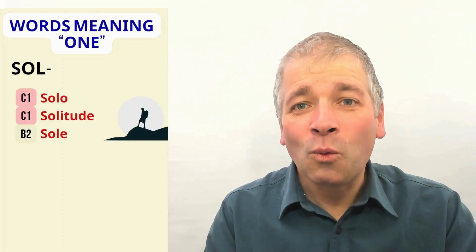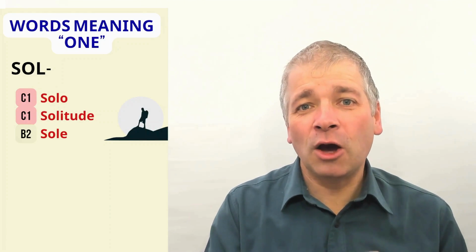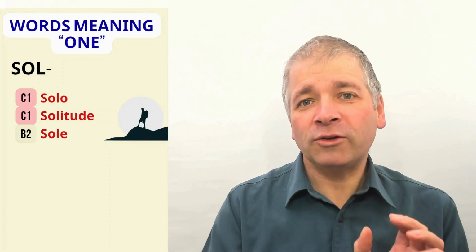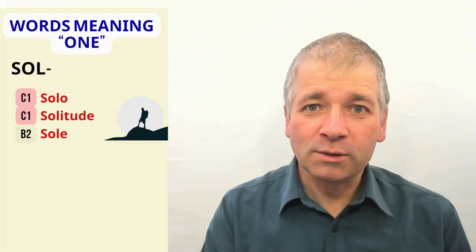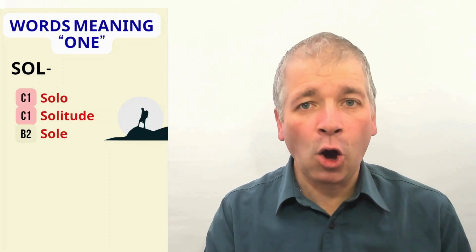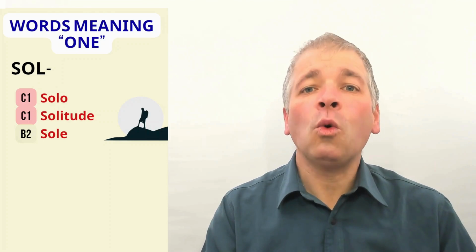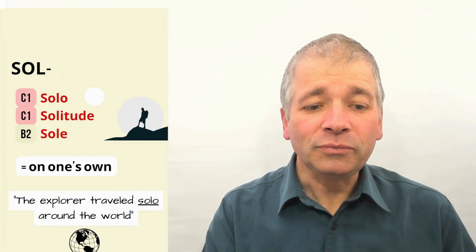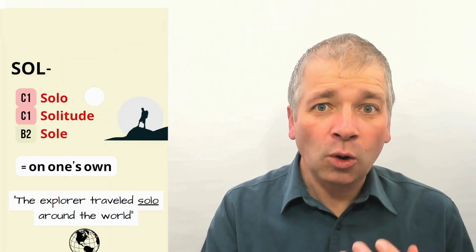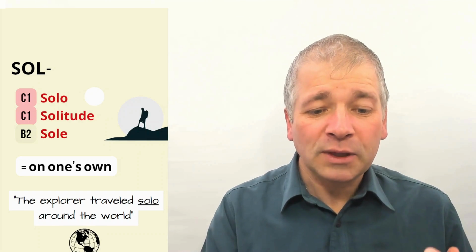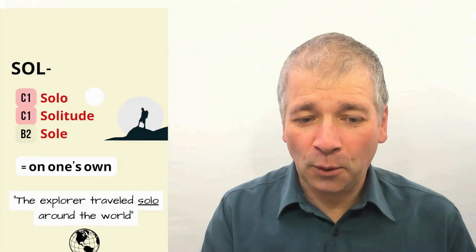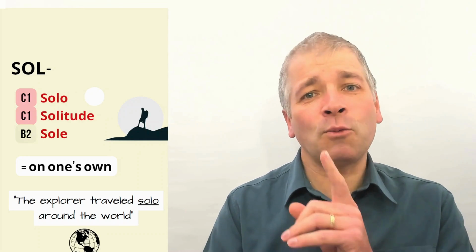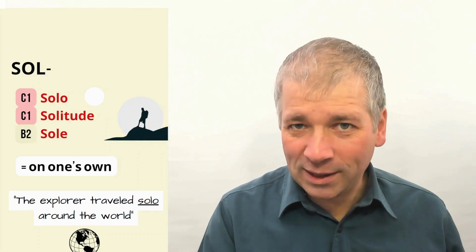Now, one way to do this is using a root of a word which is sol. So a lot of words beginning S-O-L mean one. For example, solo. And this means on one's own. The explorer travelled solo around the world. This means they travelled as one person with no one else.